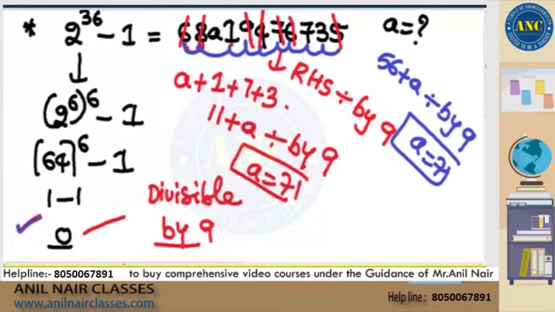Left hand side, it is 0. That means number should be divisible by 9. If a number is divisible by 9, right hand side should also be divisible by 9. You can check by using calculator whether the value is right or wrong.